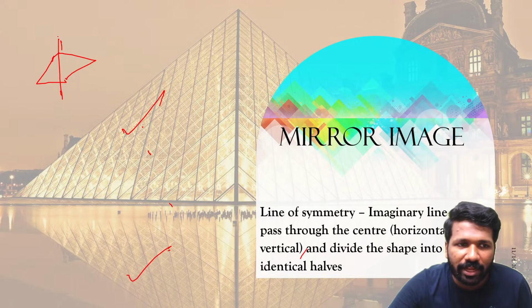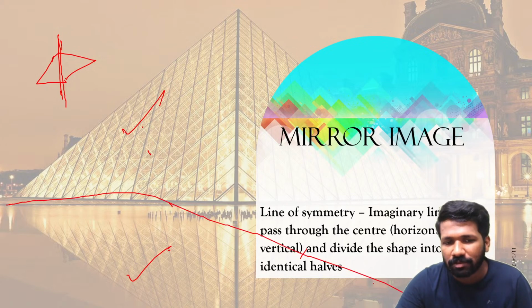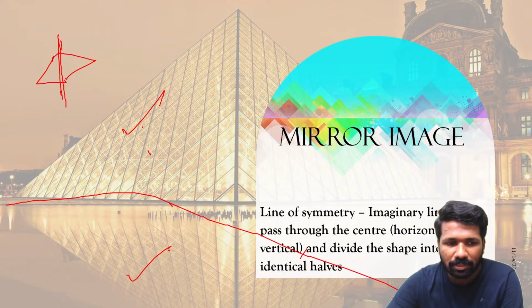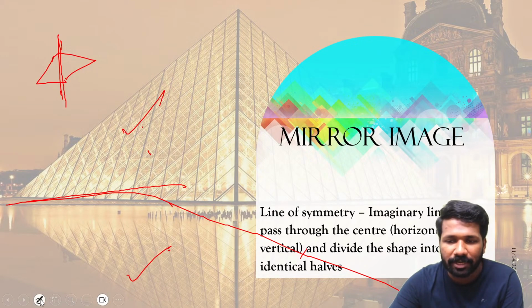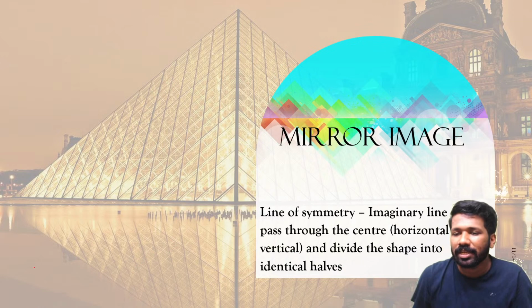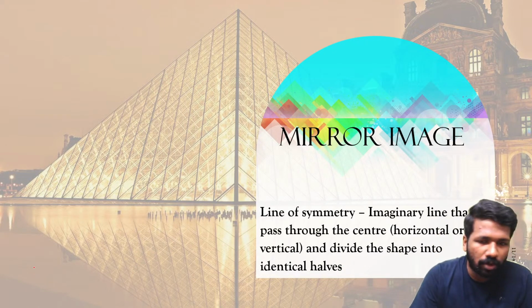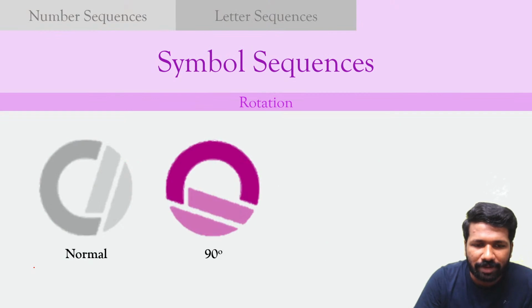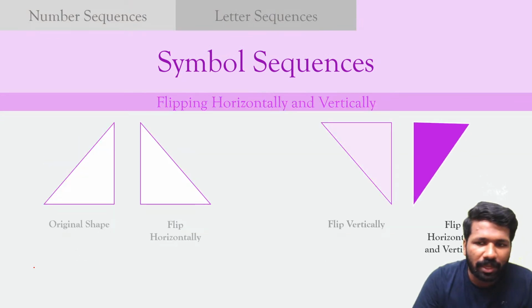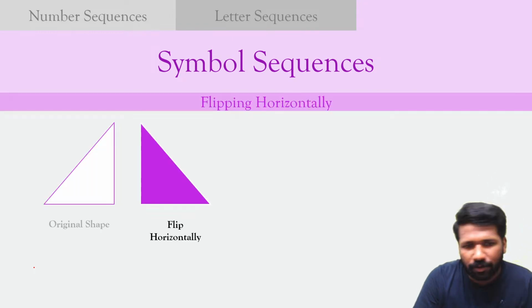And this imaginary line at the center is called the line of symmetry. Here the line of symmetry is this. The line that separates the object and the image is called the line of symmetry. It is an imaginary line that passes through the center and divides the shape into identical halves. I hope all of you are clear about the line of symmetry also. Basically this much you should know to do questions from this chapter. We will see a few questions and get clarity of this concept.